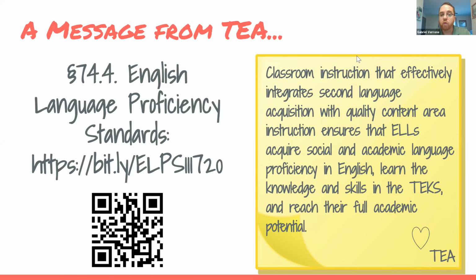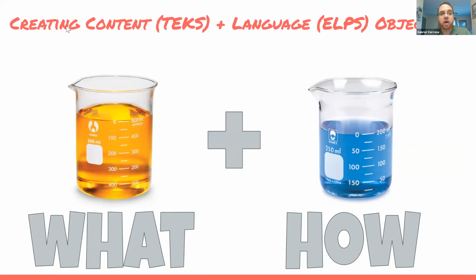And so what we really want to think about is, what do I need my kids to know? And what specific language strategies am I going to use to promote both knowledge of academic language and academic content? All right. So if you think about creating a content TEK and a language objective with the ELPS, you're basically making a learning solution. You're taking the what and the how, and you're pouring them together.